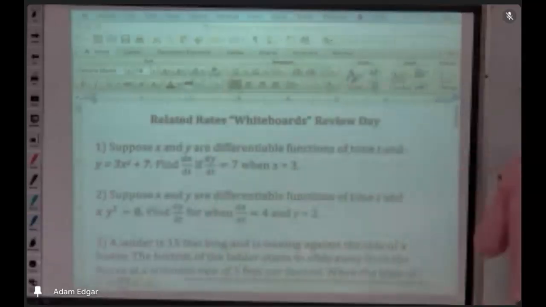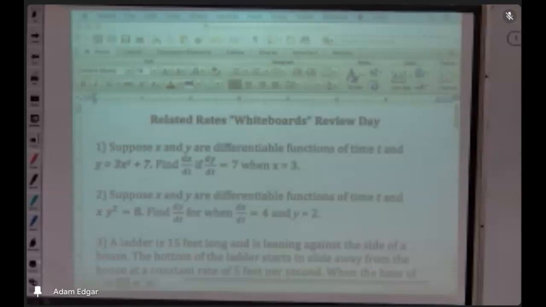All right. Number one, what should we do? Differentiate. When in doubt, differentiate. If you have an equation, when you differentiate, what do you get? dy dt equals what? Cool, 6x dx dt. Are there any questions with our differentiation there with respect to time?